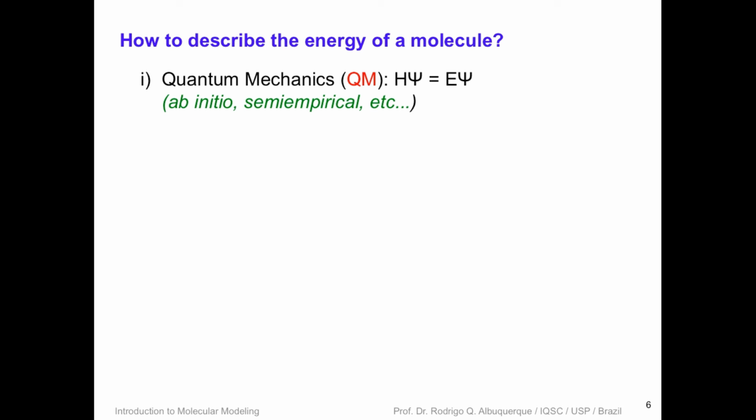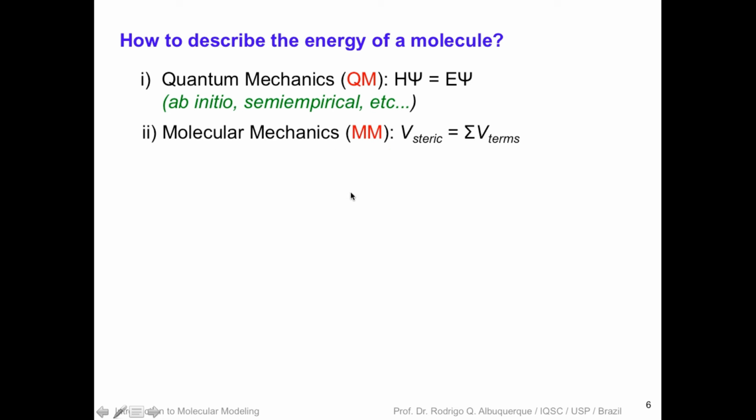How to describe the energy of a molecule? Quantum mechanics describes using the Schrödinger equation, which is based on the concept of the wave function, which carries a lot of information about the molecular system or atomic system. And solving the Schrödinger equation, it's possible to find the eigenvalues, the energies of the system, and the wave function, which can be used to predict the probability of finding an electron in a certain region of space, as well as can be used to predict many different properties. Quantum mechanics methods include ab initio, semi-empirical, DFT, and so on.